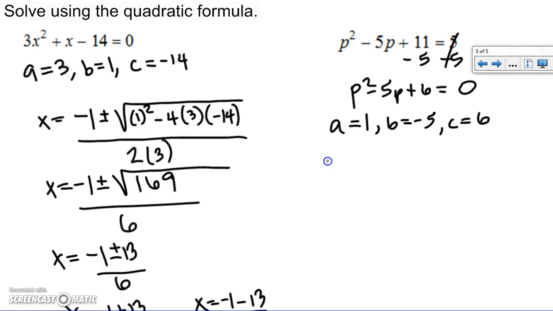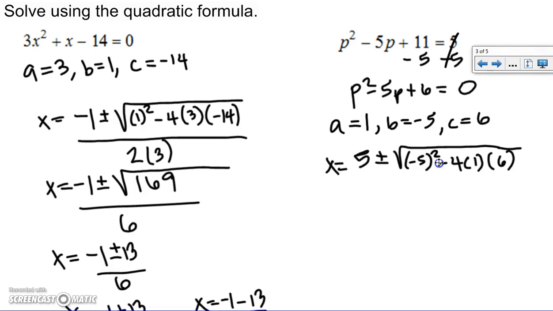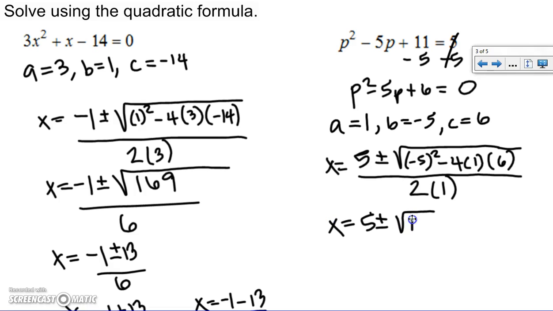Going to our quadratic formula, x equals the opposite of b, so positive 5, plus or minus the square root of b squared minus 4 times a times c, all over 2 times a, which is 1. Okay, simplifying under my radical first, typing that in. Okay, you should get x equals 5 plus or minus the square root of 1 all over just 2, because 2 times 1 is 2. The square root of 1 is just 1, so this is 5 plus or minus 1 over 2.